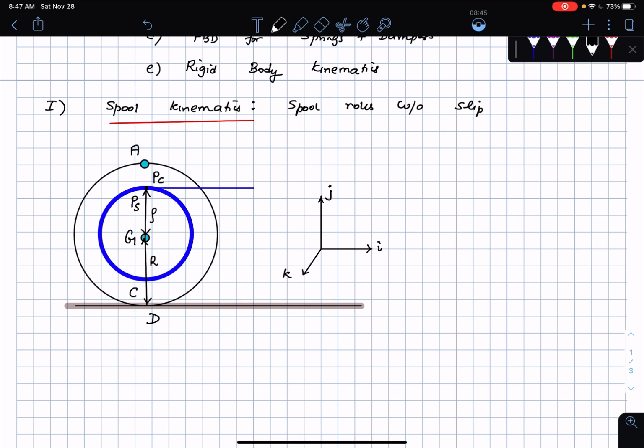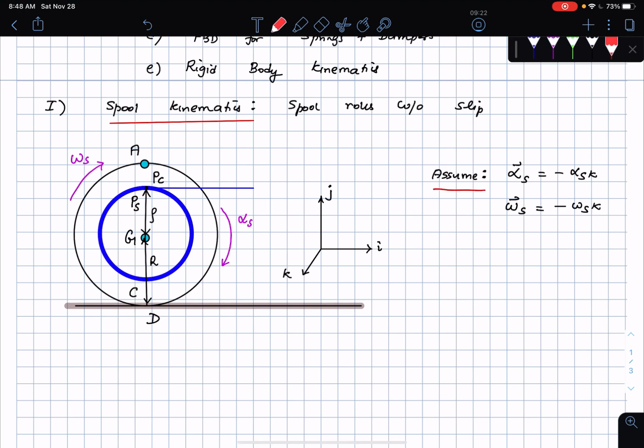Then I'm going to start assuming certain things. I'm going to say that the spool is rolling in the clockwise direction. I'm going to say this is alpha S, and also angular velocity is in the clockwise direction. I don't know at this point in time. I'm just assuming it to be that way. So assume alpha S is minus alpha S in the K direction, and omega S is minus omega S in the K direction. So that's something that we have taken care of.